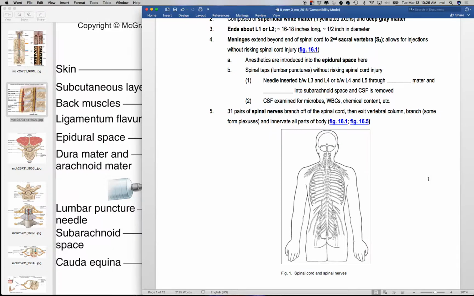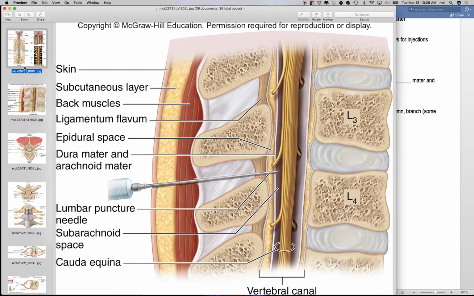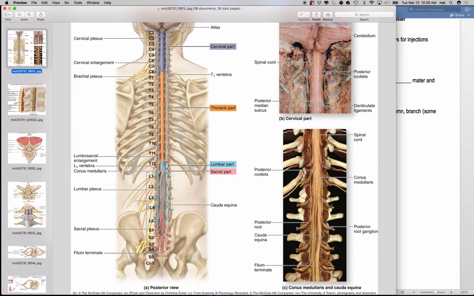Okay, so there are 31 pairs of spinal nerves that branch off of the spinal cord. Let's talk about these. Yes? There are 31 pairs. They do not have individual names like the cranial nerves. They have numbers and letters, and they're not even in Roman numerals, so they're not that hard. So let me introduce you to them, and then we'll talk about them in more detail a little bit later.